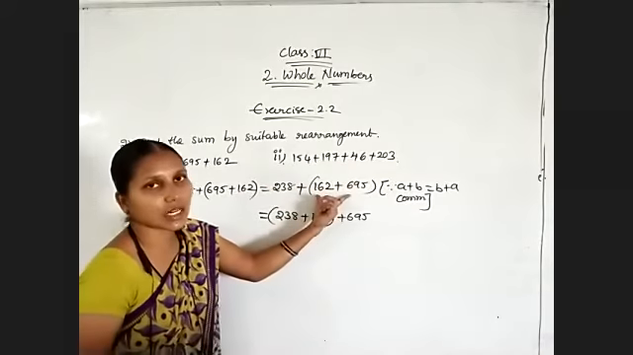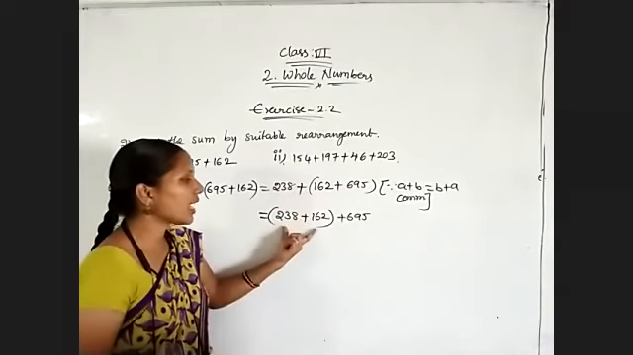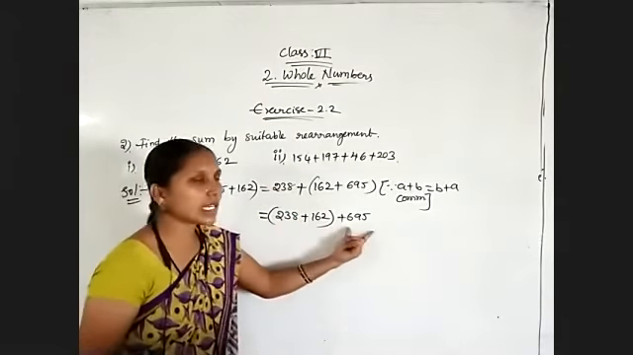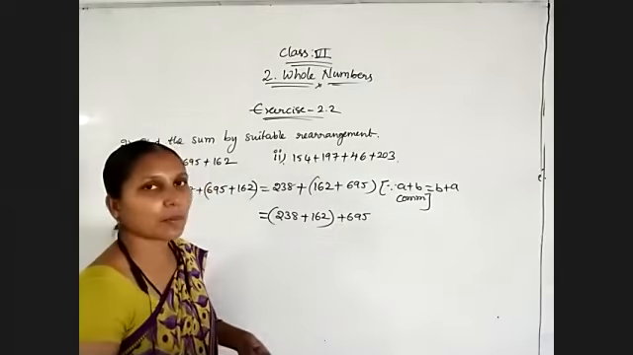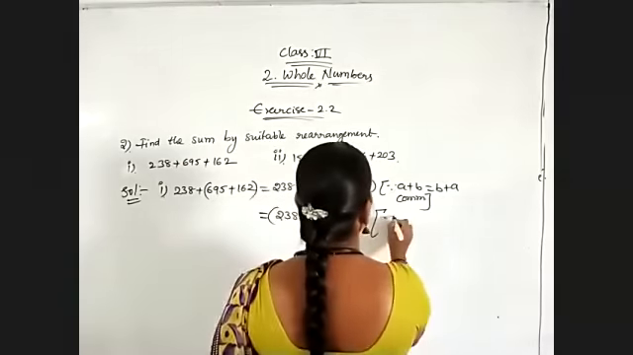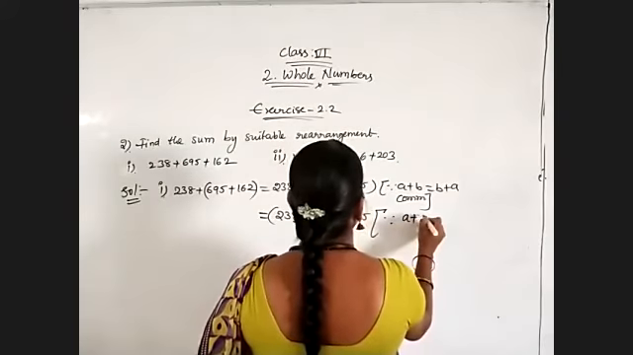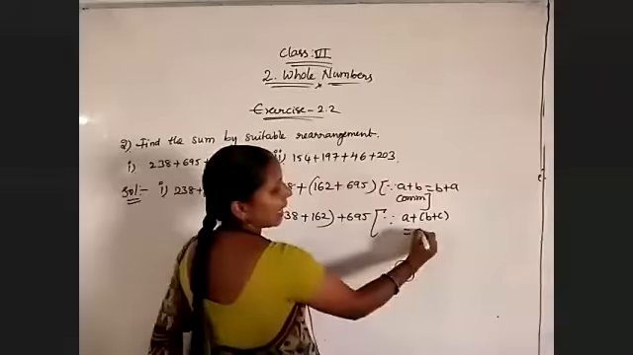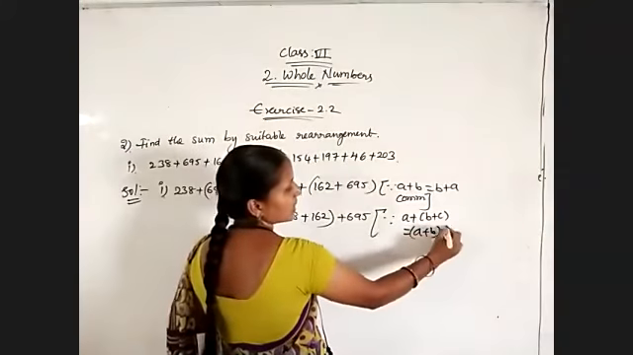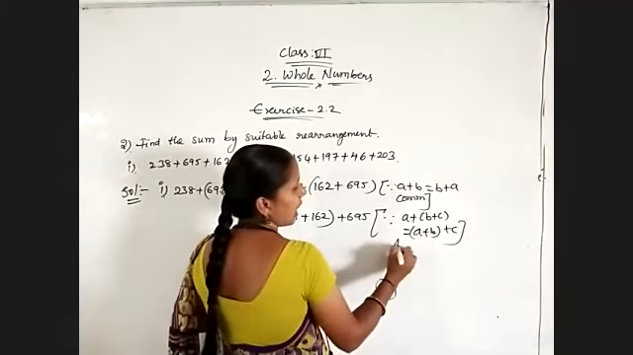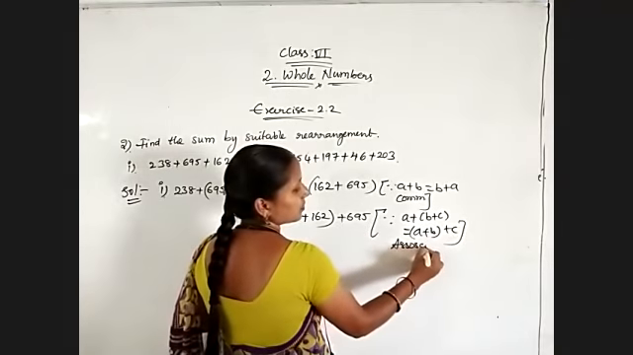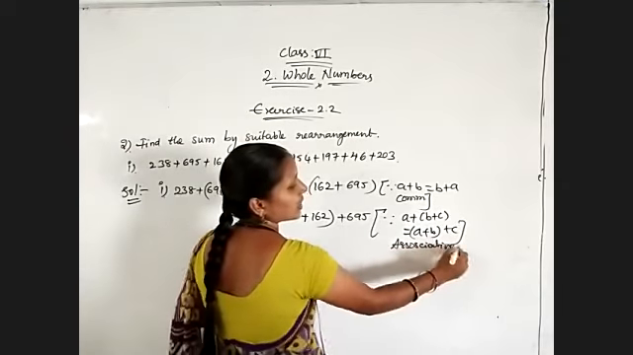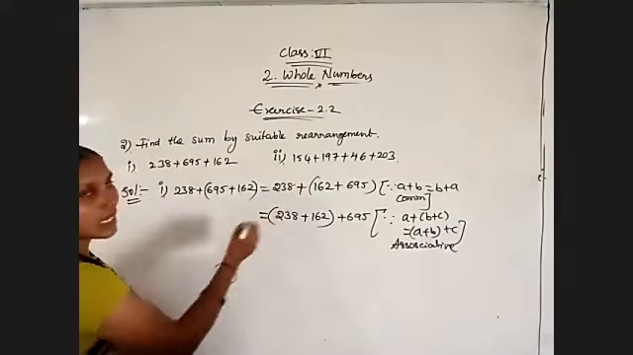Actually, b plus c are grouped, but we have changed it to a plus b as a group and c alone. So which property is it? Associative property over addition. That is a plus b plus c is equal to a plus b plus c. So it is from associative property over addition, because all are sum.